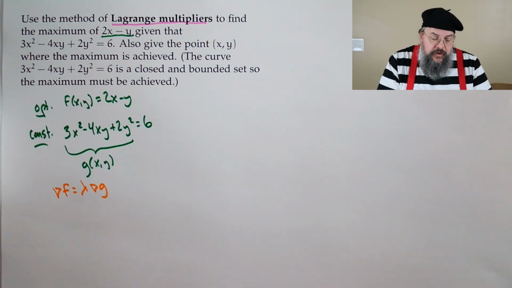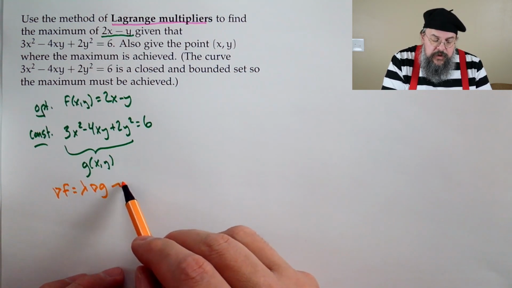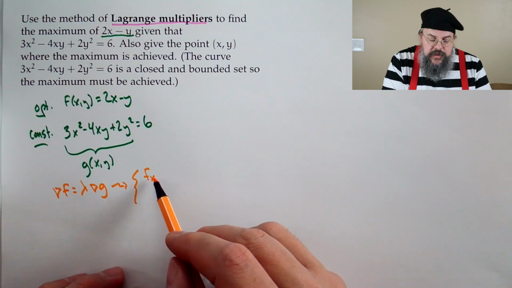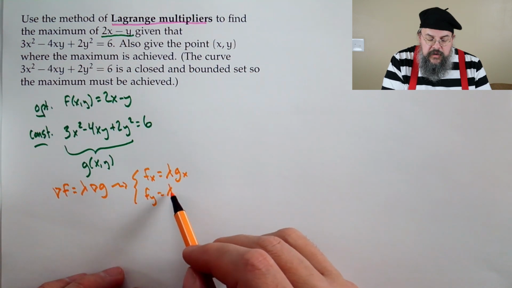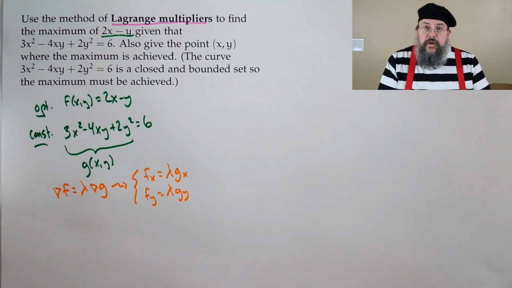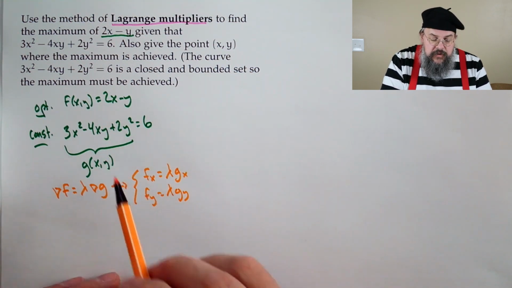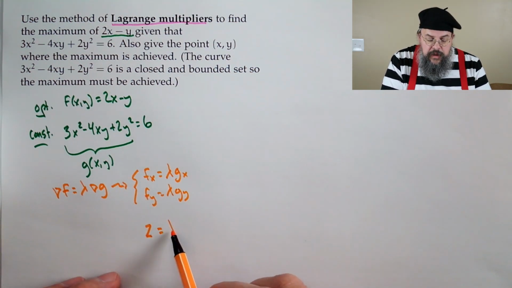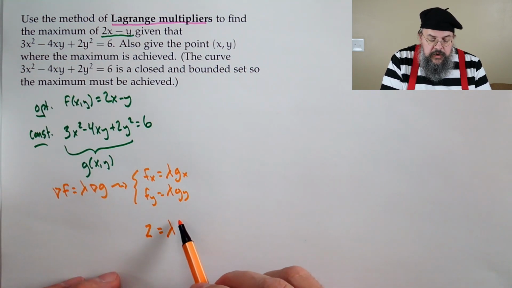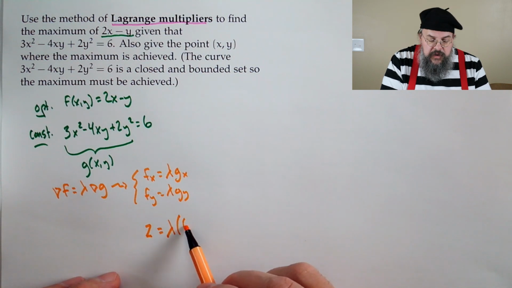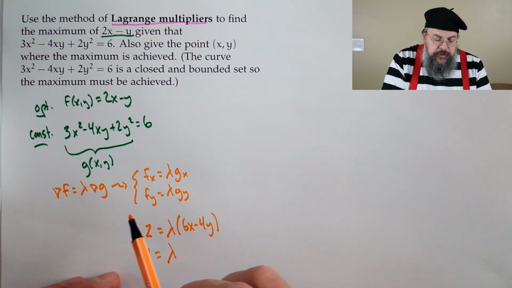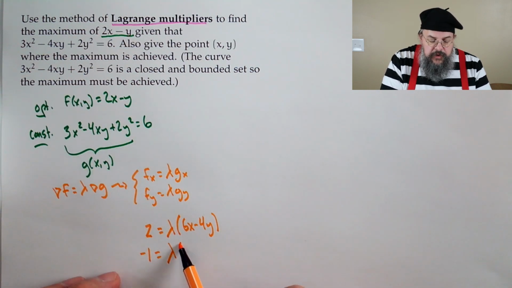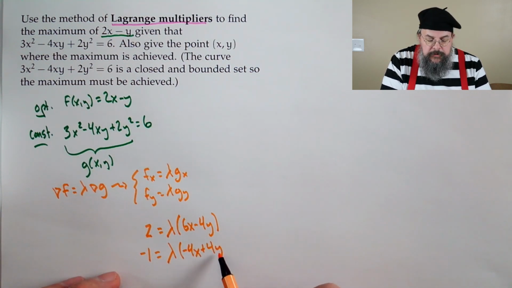All right, so what does that really say? Well, we have a system of equations. f sub x is lambda g sub x, and f sub y is lambda g sub y. So let's write down what we have. f sub x is 2. That has to equal lambda g sub x, which is 6x minus 4y. And then f sub y is minus 1. That has to equal lambda times g sub y, which is minus 4x plus 4y.